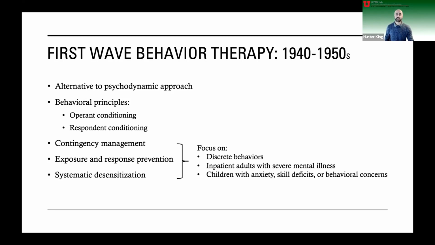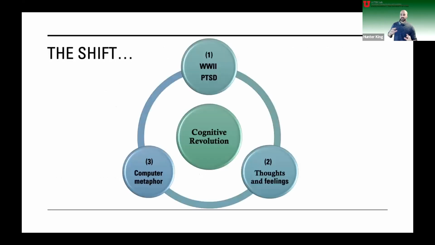So this is first wave behavior therapy, 1940s, 1950s. Punishment, reinforcement, that's really the basis of what this looks like. So something happened around the 1960s. The cognitive revolution came about, and this helped us to understand that there were certain things going on that led us to believe maybe a new wave of behavior therapy was needed.